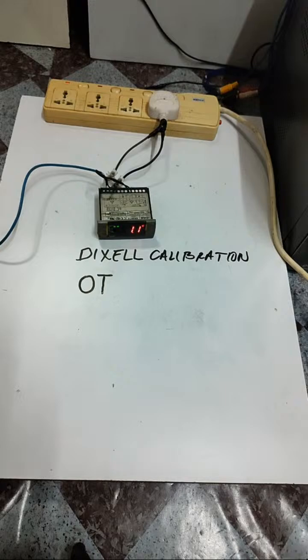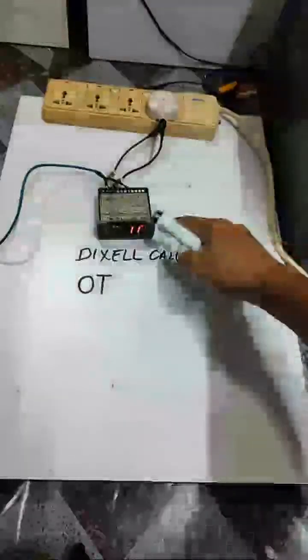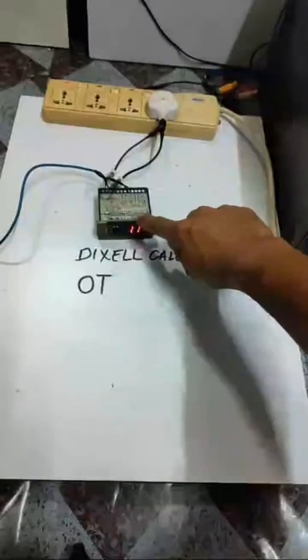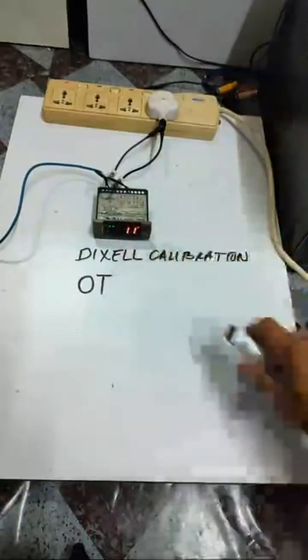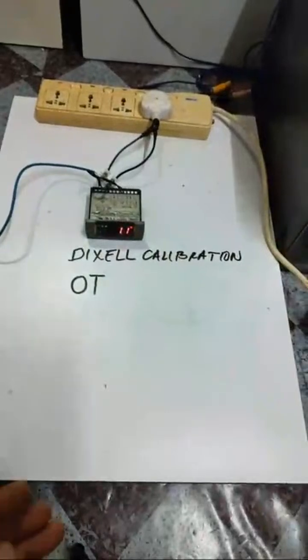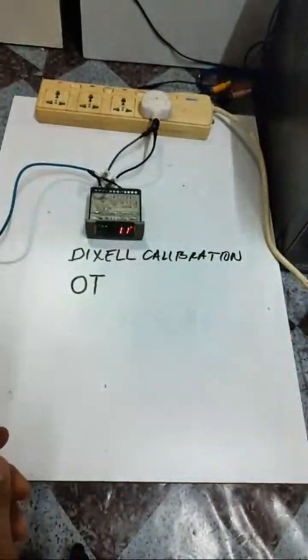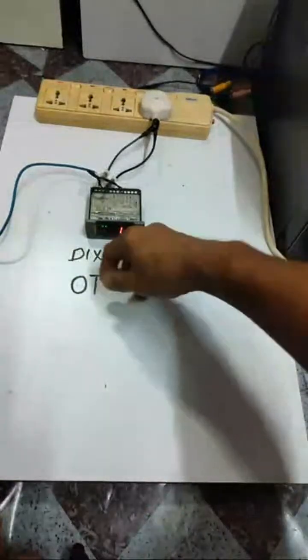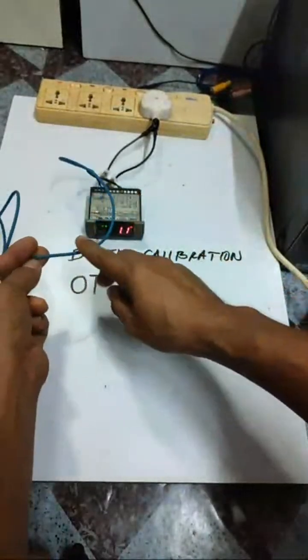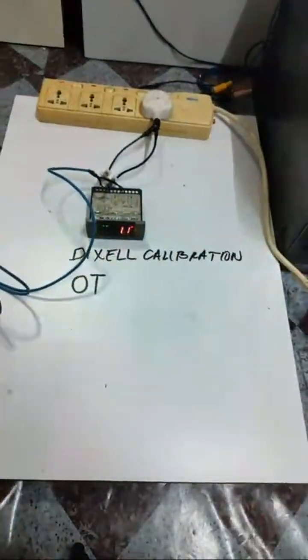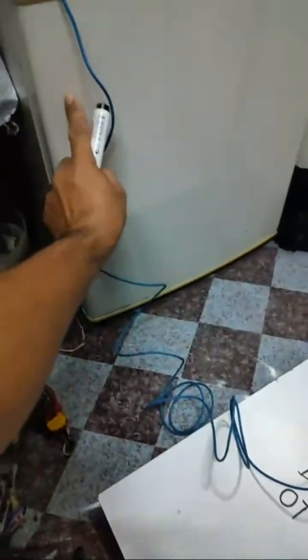Going to discuss the OT parameter of Dixell digital control, and this model is XR06CX. The OT parameter, guys, is the room sensor calibration, and this sensor goes into my refrigerator, inside there.